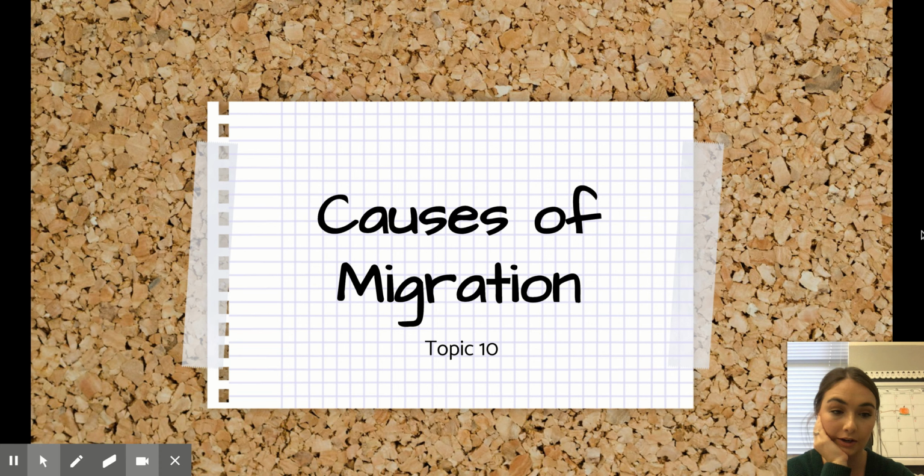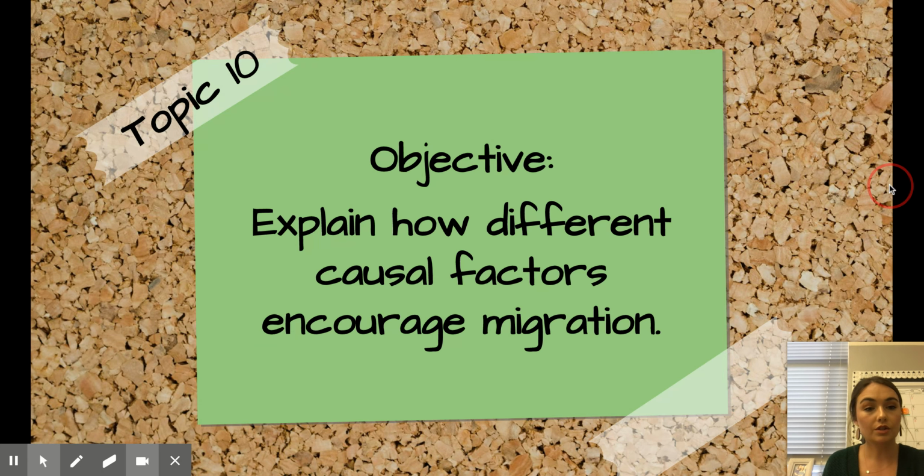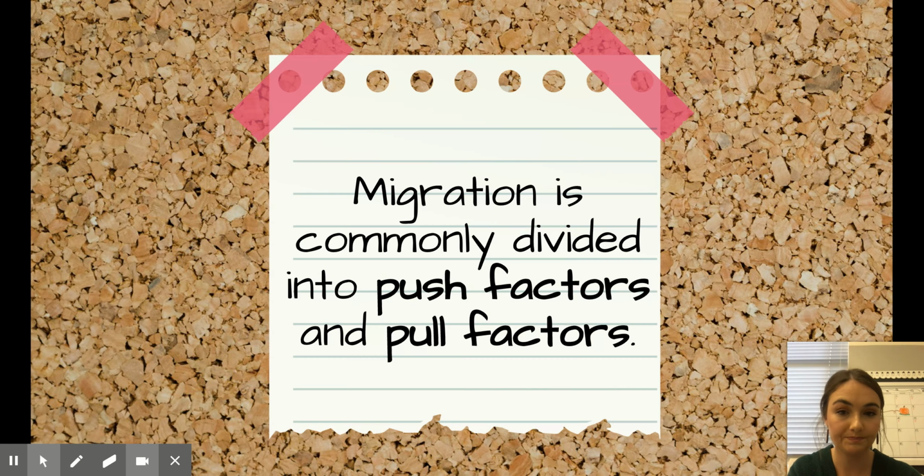So, topic 10 of Unit 2 is on the causes of migration. So, why people not just migrate internationally between countries, but why they migrate within their own country as well. So, your objective for topic 10 is to explain how different causal factors encourage migration.